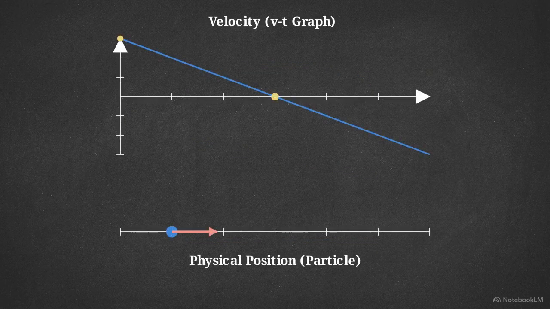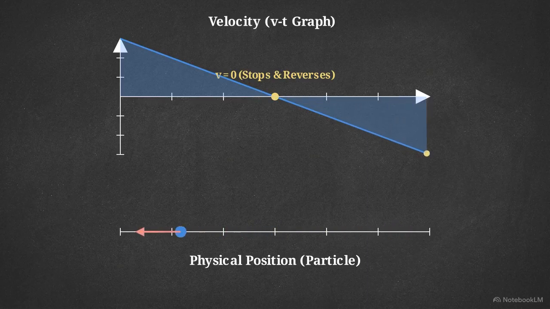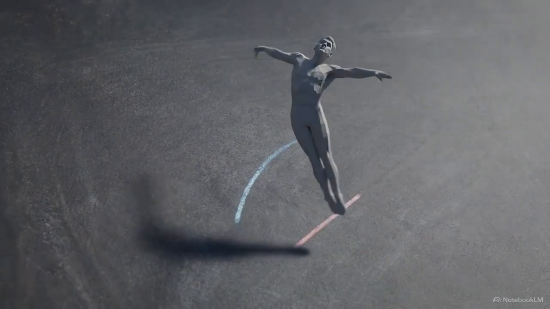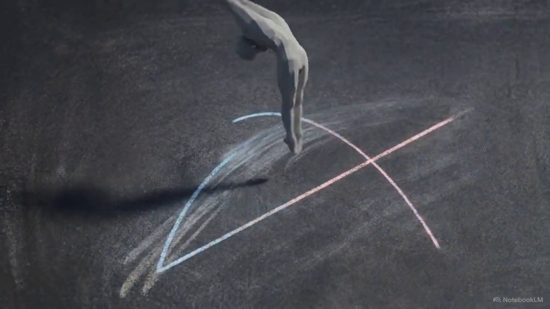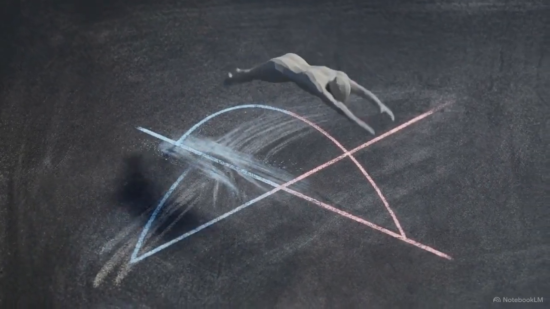A specific trap occurs when reading a velocity time graph, specifically the moment the line crosses the horizontal axis. This crossing signifies the exact moment an object stops and reverses its physical direction. Translating these graphs decodes an object's history and future. The solution comes from the logic of calculus, not rote memorization.